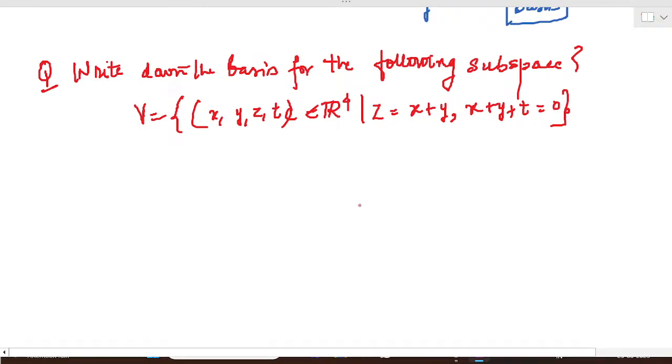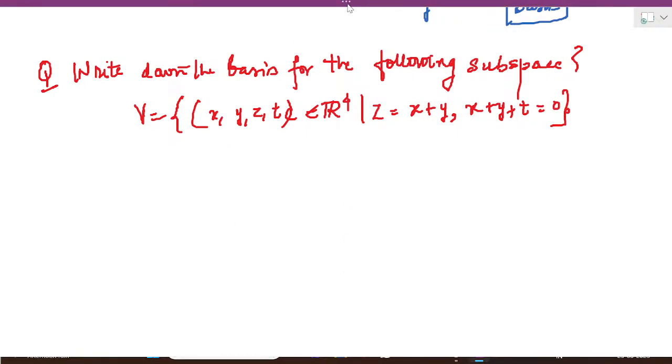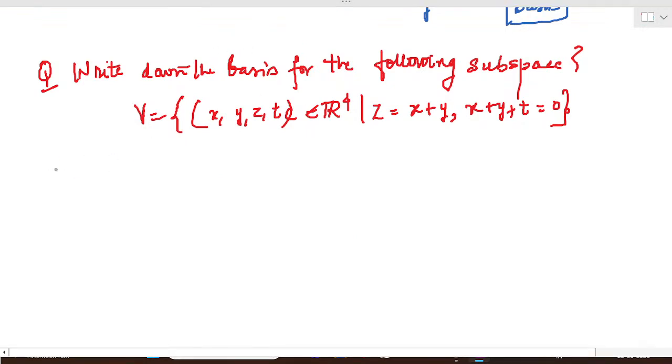How am I going to write it? I'll do it for you, don't worry. This is the subspace V. You can write V as follows: x and y are fine. What would be z? Z would be simply x plus y. And what would be t? T would be simply minus of x plus y.